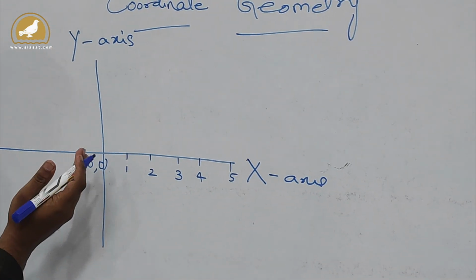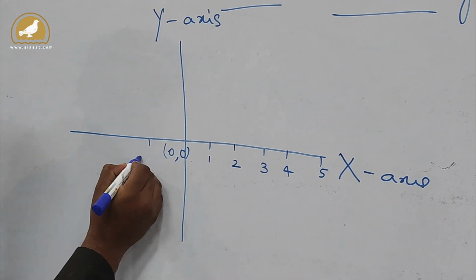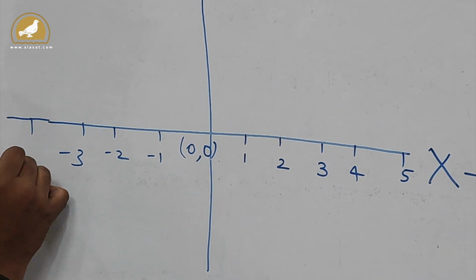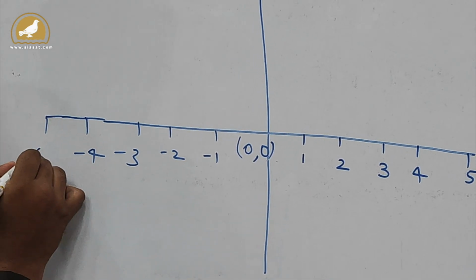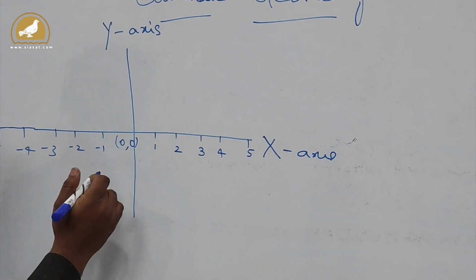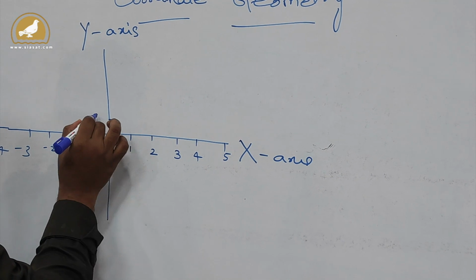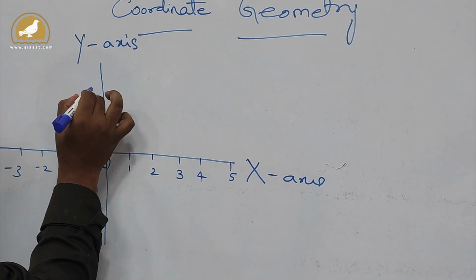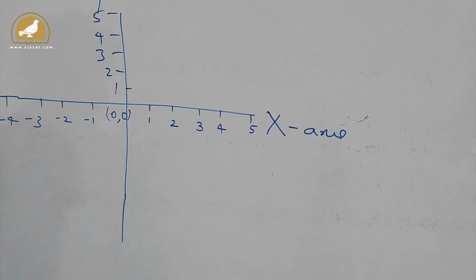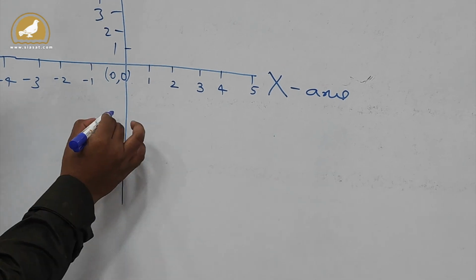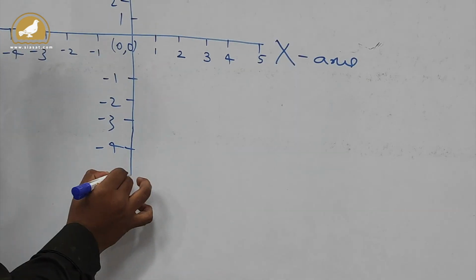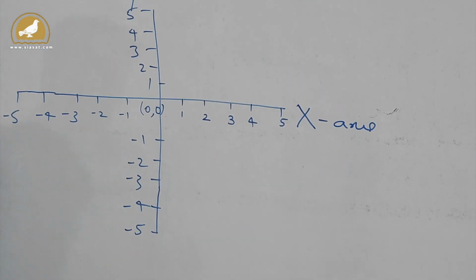If I plot points on the left-hand side of the origin, it is the negative x-axis: -1, -2, -3, -4 and -5. This is the y-axis. The points above the origin will be the positive y-axis: 1, 2, 3, 4 and 5. The points below the origin are the negative y-axis: -1, -2, -3, -4 and -5.